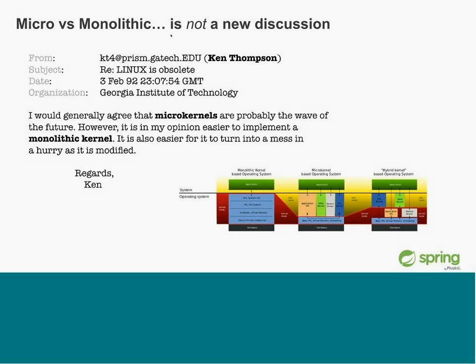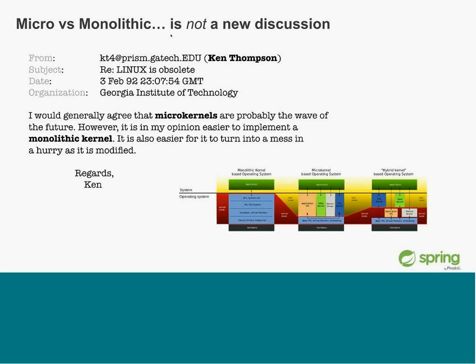We can look back. I think this is actually a fairly illustrative point. This is an email from Ken Thompson of Unix fame from back in 1992. He was participating in the famous Andrew Tanenbaum, Linus Torvalds debate about the merits of a microkernel, composed of independent, free-flying processes or components, versus a monolithic kernel like Linux. And Ken Thompson, again of Unix fame, Unix, the thing that makes processes awesome, chimed in and wrote, I would generally agree that microkernels are probably the way of the future.